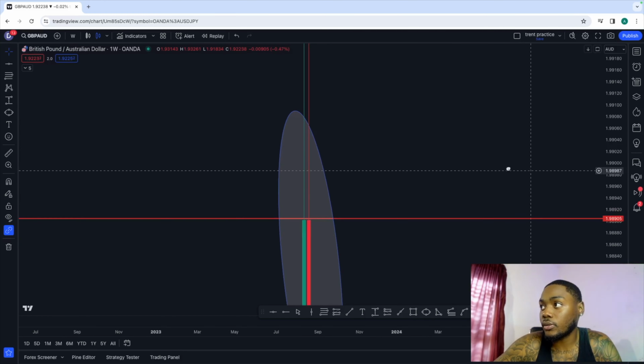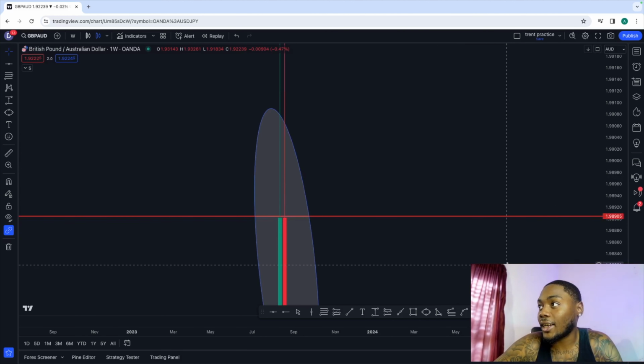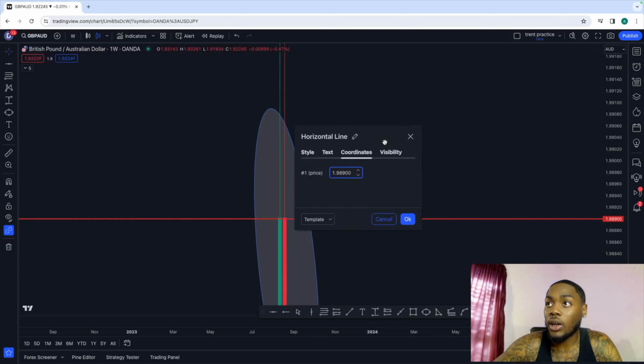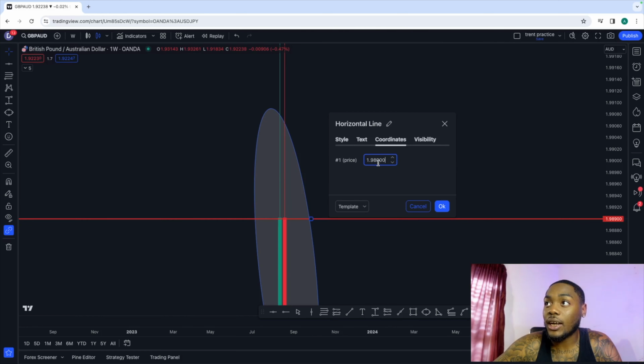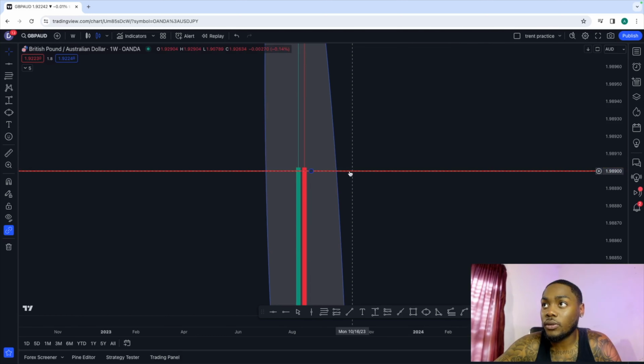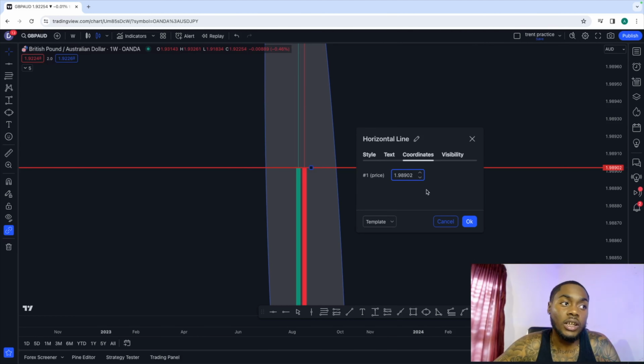Right here, if you look on the side, I'm at 1.98905. I'm going to put this at a quarter point, which would be 1.98900. Now, if you wanted to be a little bit more detailed, because you can see if I scroll up, I'm about a pip or two off, so 902 is the exact price where the sellers came in and started to sell from.